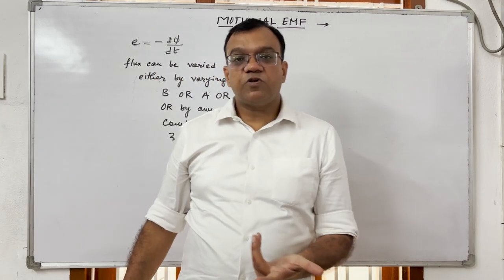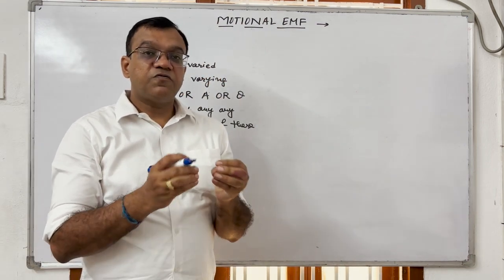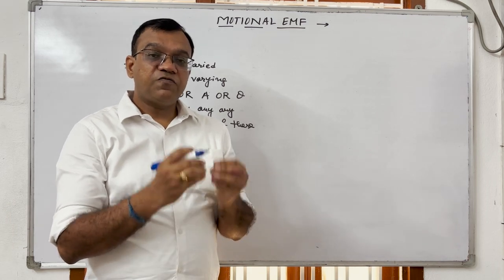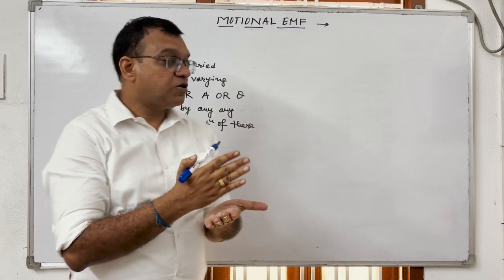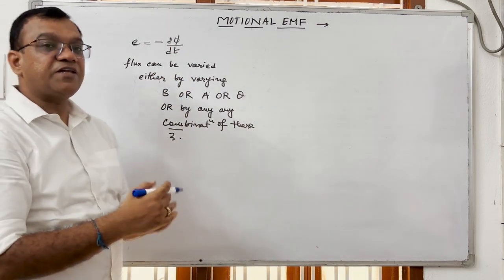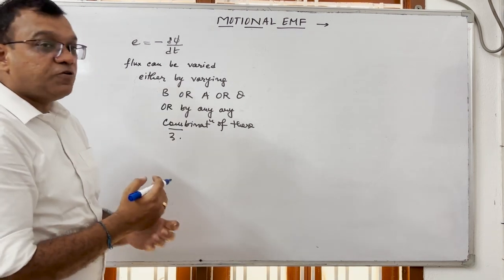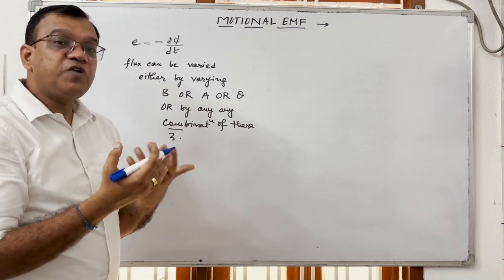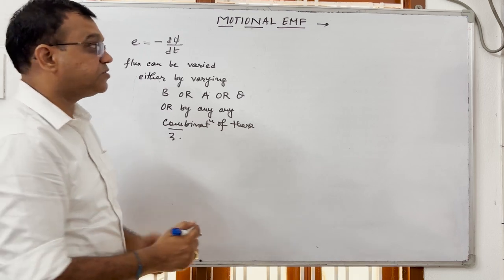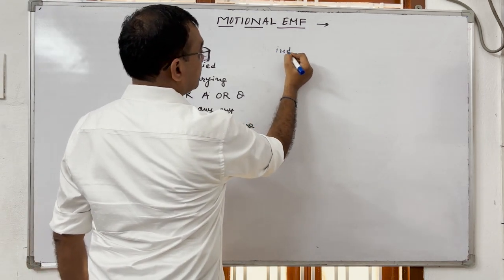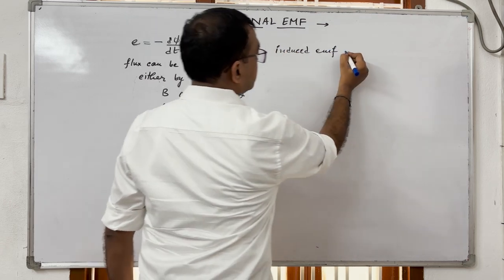Now induced EMF equal to minus d phi by dt. Induced EMF is coming because of the varying flux. Flux is equal to BA cos theta. Flux can be changed if you change B or A or theta or any combination of these, means either by changing B and A, or by changing B and theta, etc. Now depending upon how we have changed the flux, induced EMF has been classified in two categories.